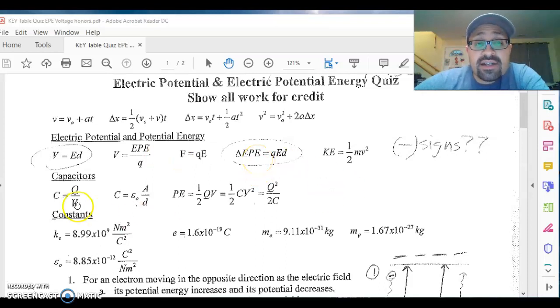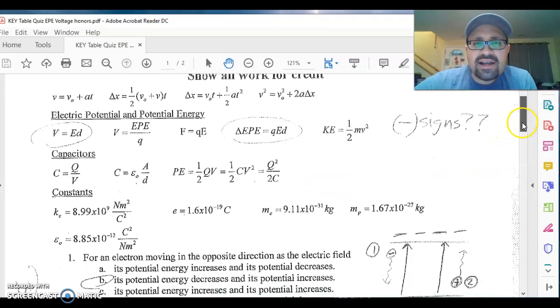The next set of equations we have here are all capacitor specific, only for capacitors. Do not use, as tempting as it may be, 1/2 QV for anything other than a capacitor. We also have some constants here. You do not ever have to memorize the mass of a proton or Coulomb's constant or something like this. Those are things that are provided to you in the class.